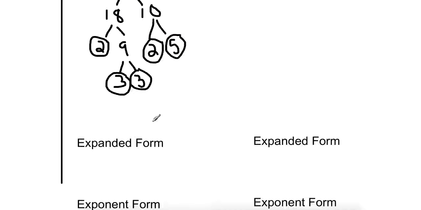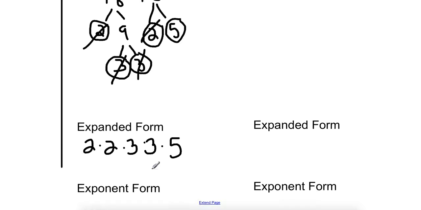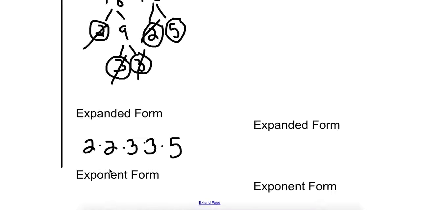Now let's write it in expanded form. So I have two 2's, because I always want to write it least to greatest. So 2 times 2. And now I have a 3 times a 3 times a 5. So there it is in expanded form. Now let's do exponent form. So you have to ask yourself, how many 2's do I have? I have 1, 2. So I write my base, and I have 2 of those. I have the base of 3, and again I have 2 of those. And I have the base of 5, and you can either write the first exponent or not.